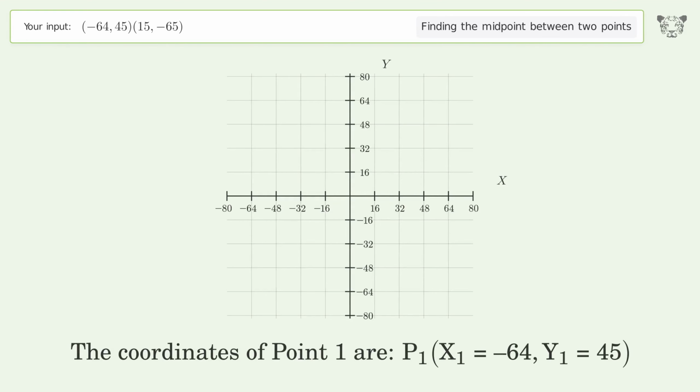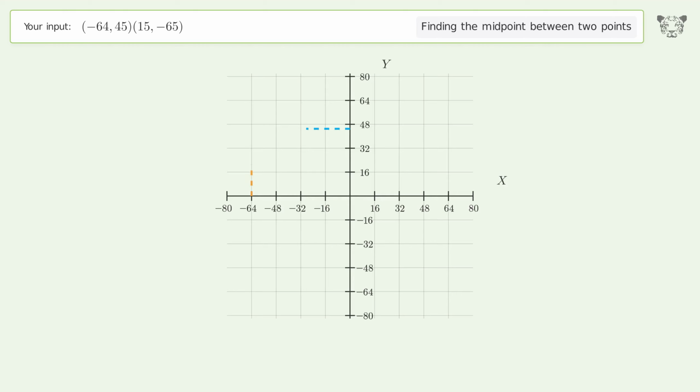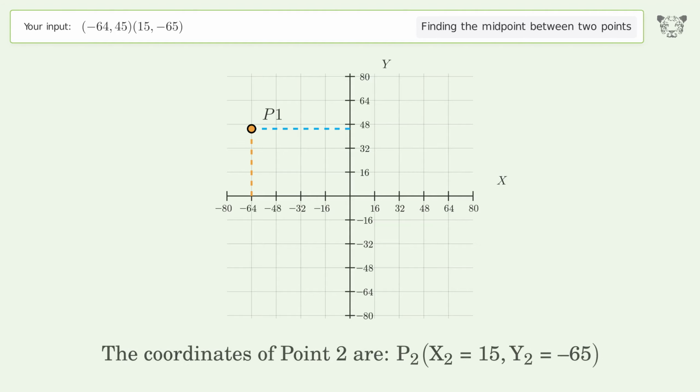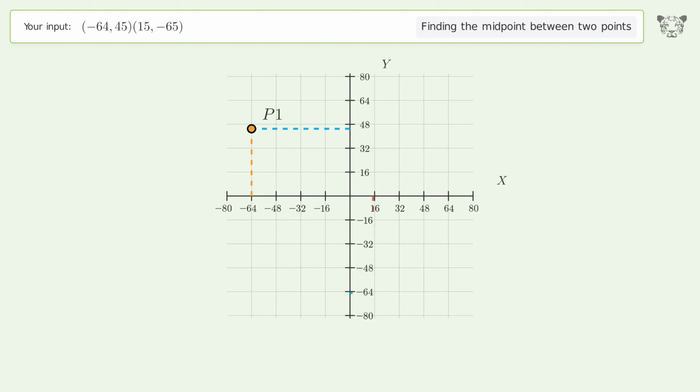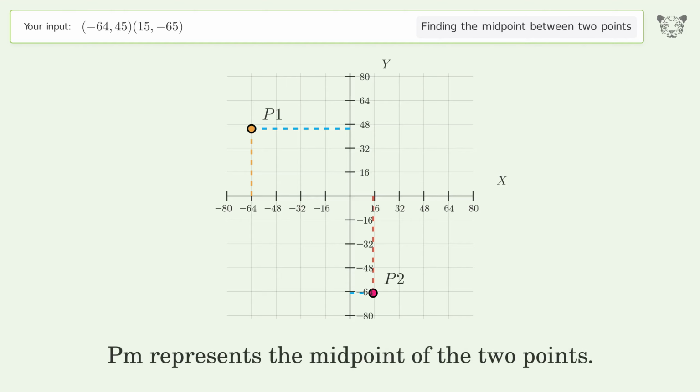The coordinates of point 1 are, x1 equals negative 64, y1 equals 45. The coordinates of point 2 are, x2 equals 15, y2 equals negative 65. PM represents the midpoint of the 2 points.